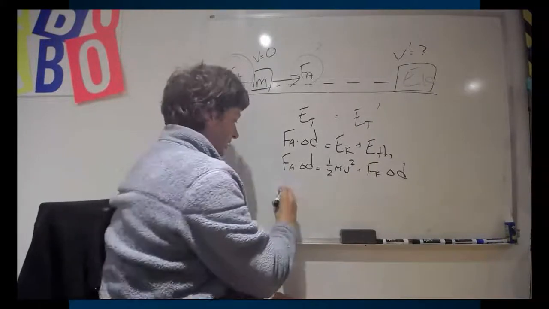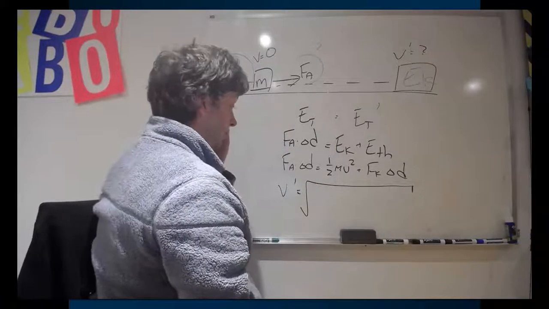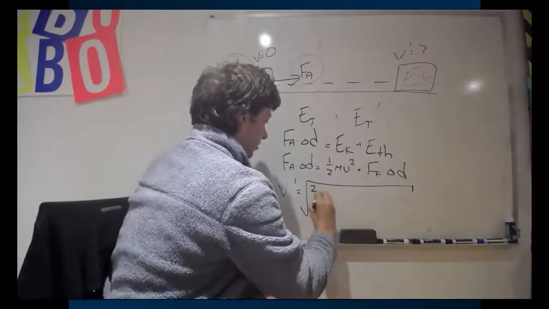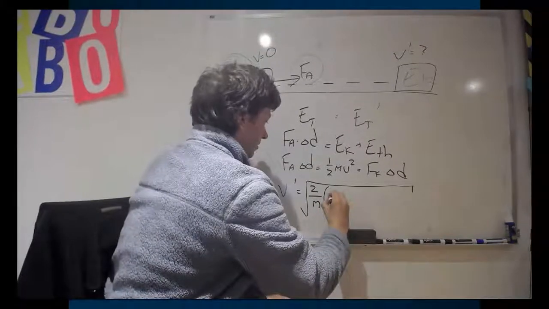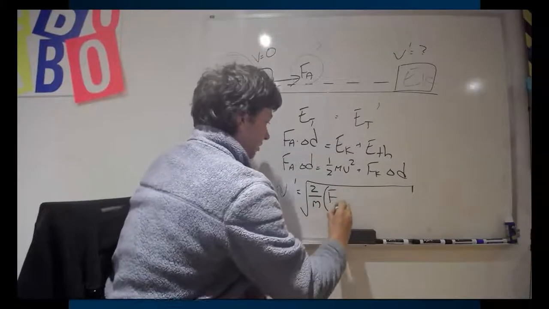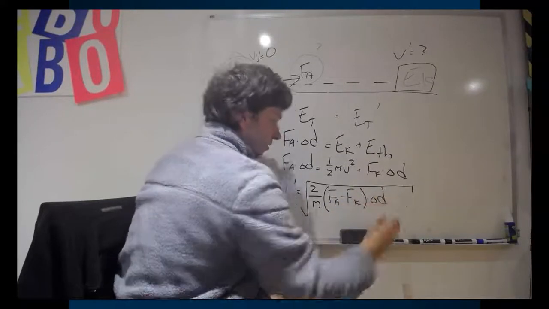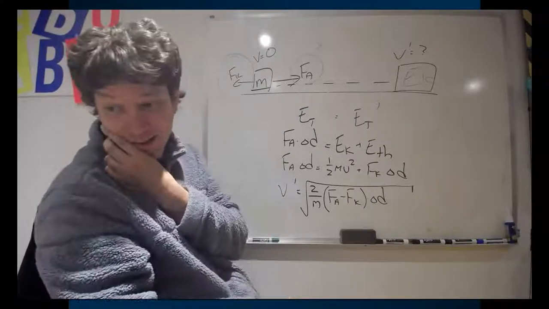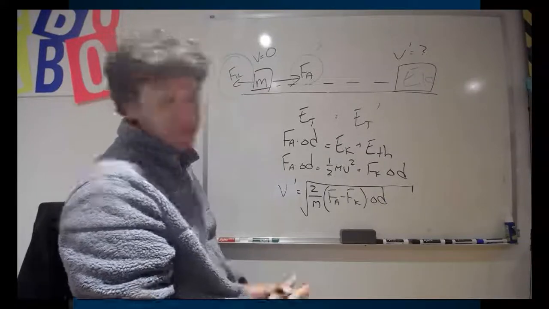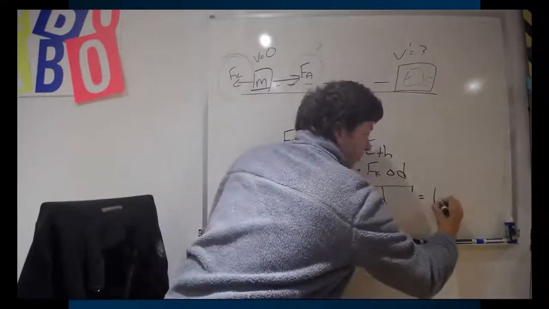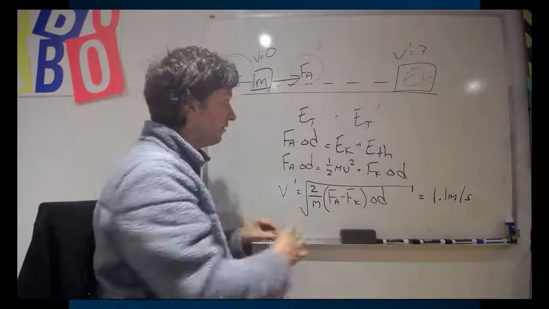Okay, so velocity is the square root of 2 over m times (F_A minus F_K) times displacement. I was running out of boardroom, so I did that in one step there. Then you plug in all of your values, and you should get 1.1 meters per second. Okay, everyone all right with that?